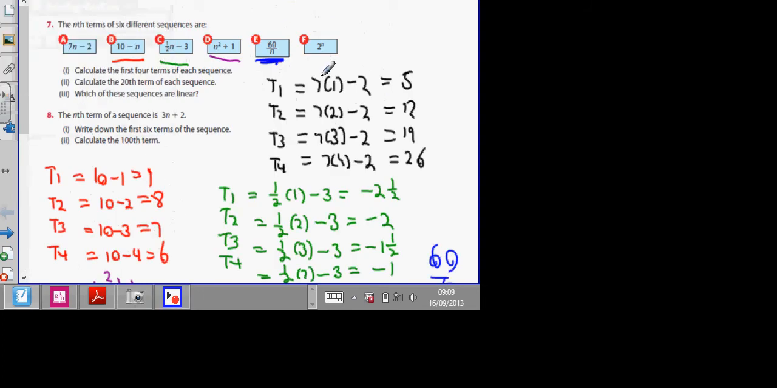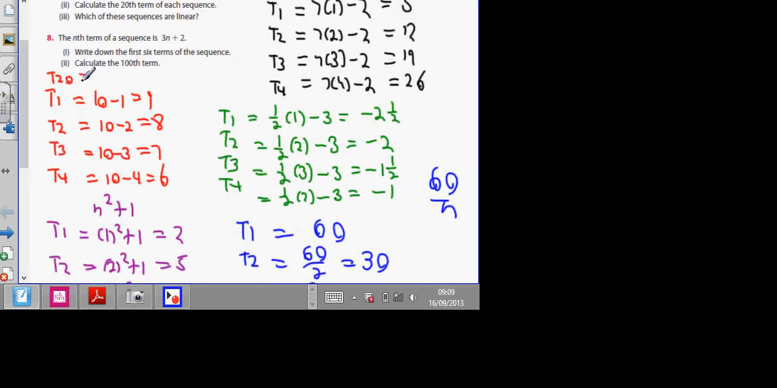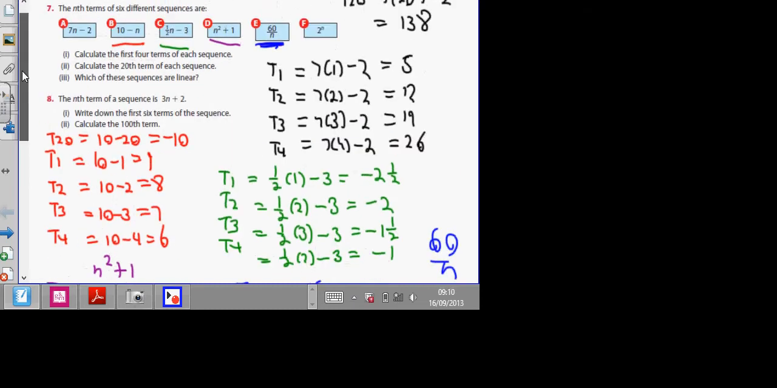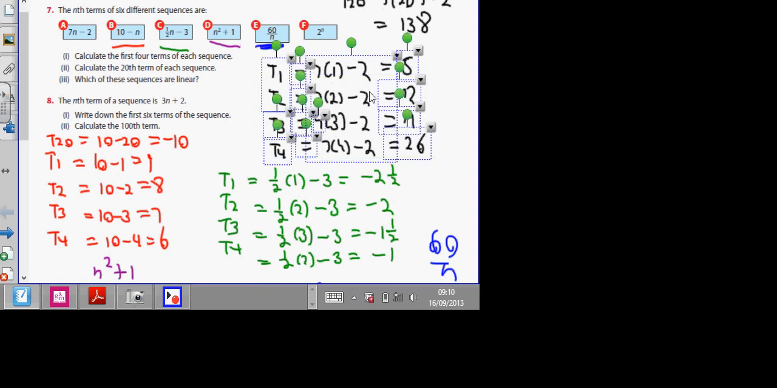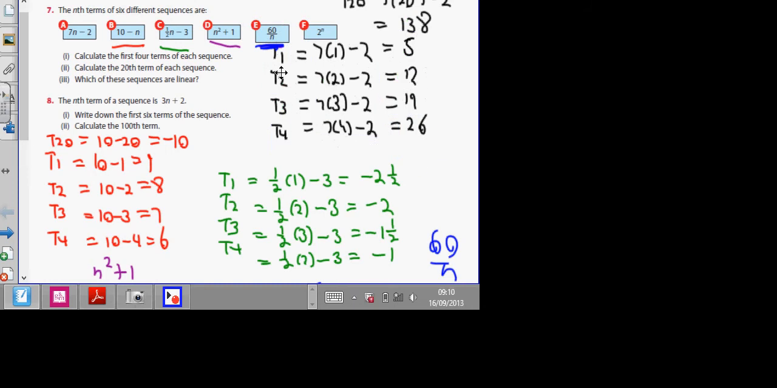To calculate the 20th term in each sequence, all I've got to do is replace n with 20. So T20 is 7 times 20 minus 2 for sequence number 1, which is going to be 138. T20 for the second sequence, just replace n with 20, so you're going to get 10 minus 20, which is minus 10. For the green sequence, T20 is a half times 20 minus 3, which is 7.